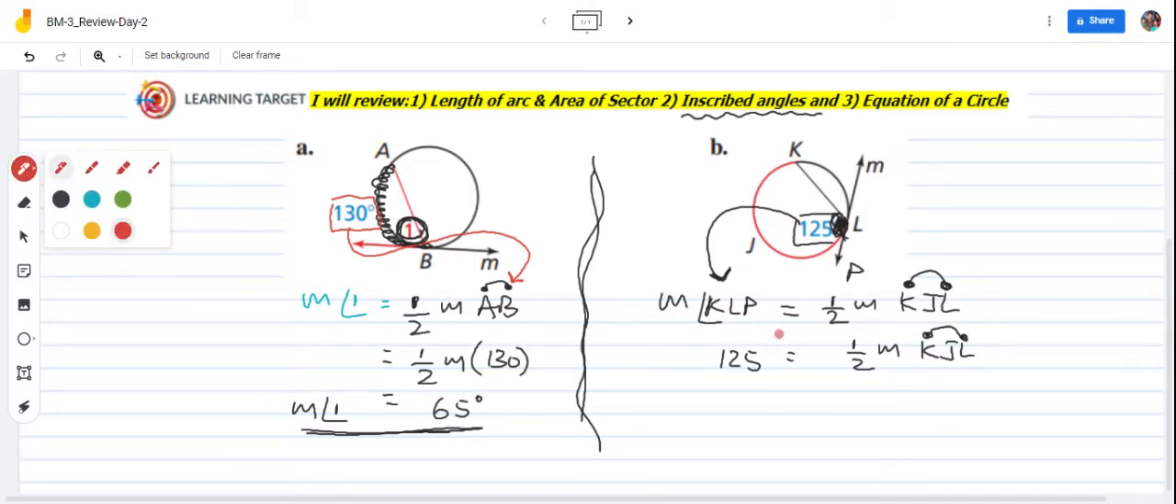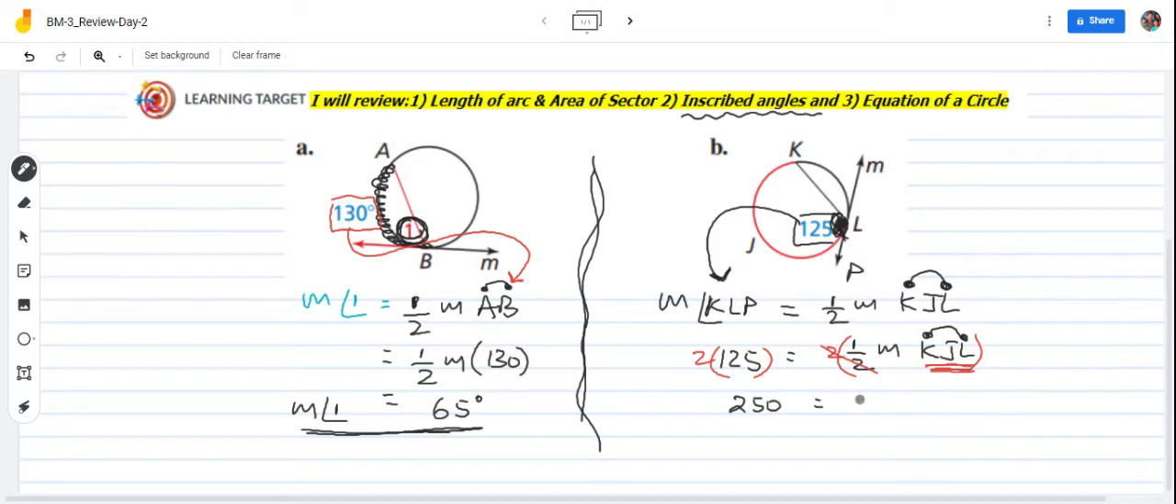In order to cancel this off and isolate this one, we take times 2 on both the sides. Therefore, 2 times 125, easily you can compute, you'll get 250. Therefore, the value of this arc KJL is 250 degrees. Okay, so let me quickly jump to the next question. Today I'm not giving much time for you to think and ask.